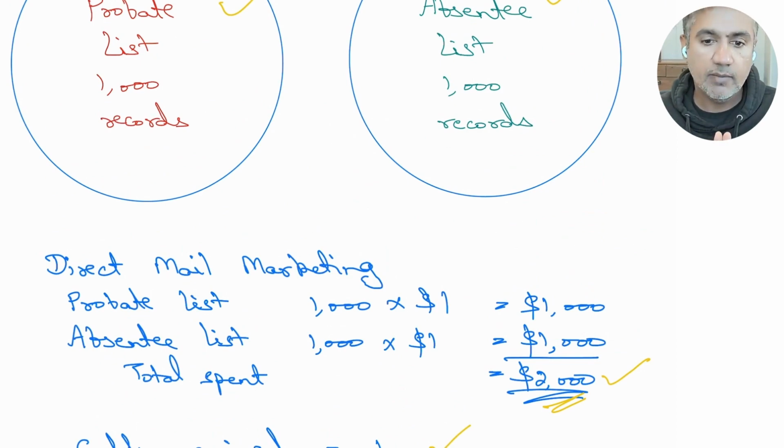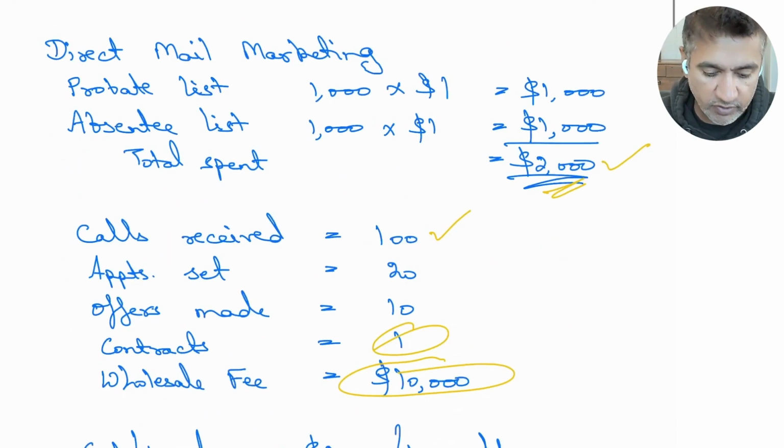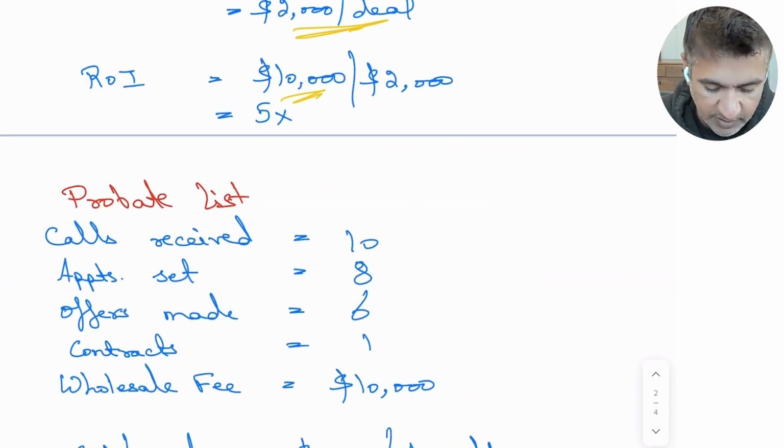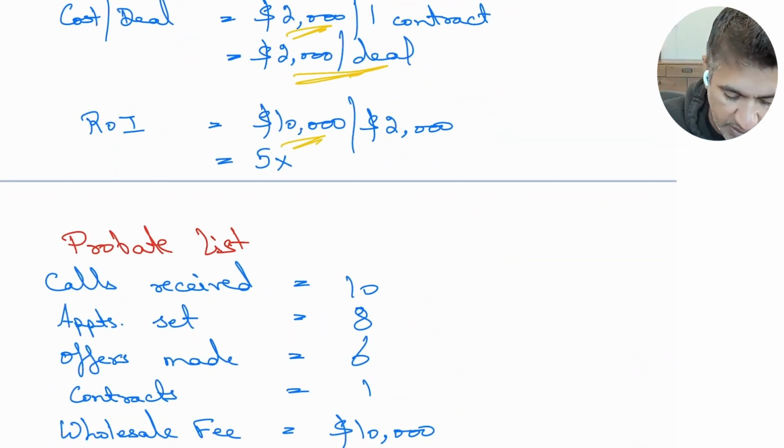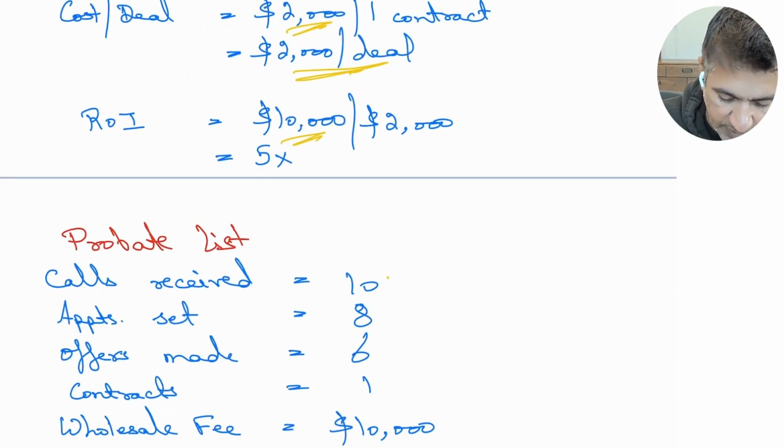Now let's look at an example where I'm sending to the probate list and the absentee list, but I'm using two separate tracking numbers so I can track my marketing correctly and be more effective and efficient with my marketing. Let's look at the probate list as an example. Let's say once I start separating my marketing, I realize that in my probate list, out of the 100 calls, 10 came from probate.